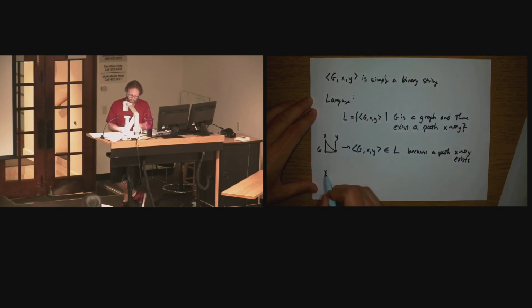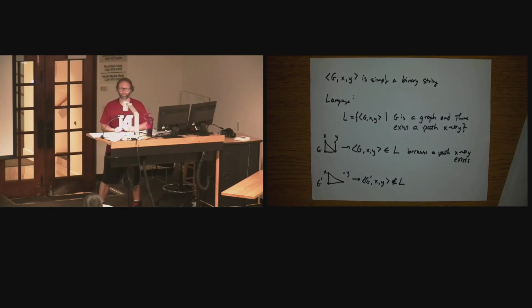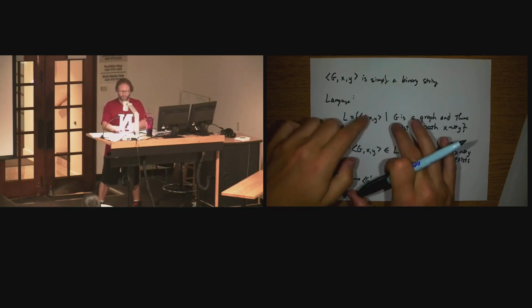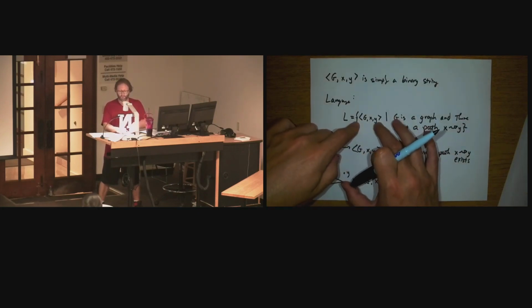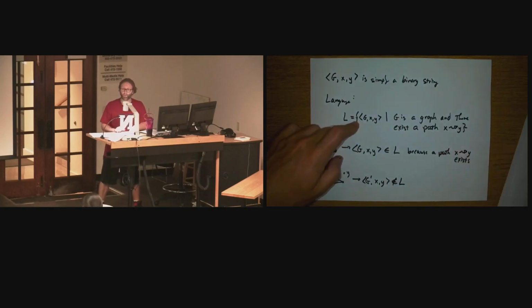Here's another graph, x, y, and it looks something like this. Same number of vertices, but there's no edge there. It's isolated. Right? This is another encoding. I'll call it G prime, x and y. Again, it's just a bit string, and it is not in the language. Right? All I've done here is define this infinite language of all the binary strings that represent an encoding of a graph and 2 vertices, such that there is a path from x to y.